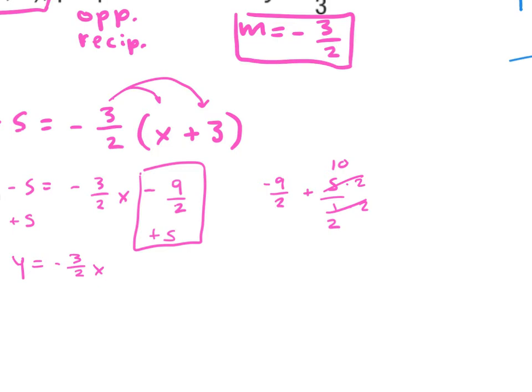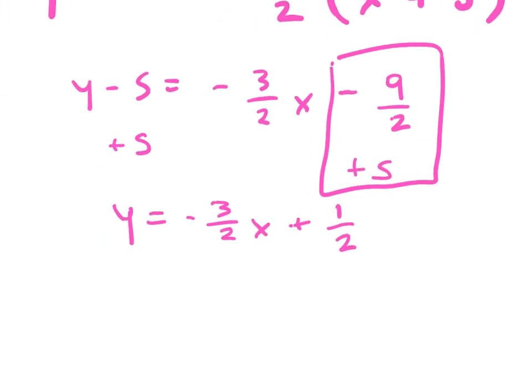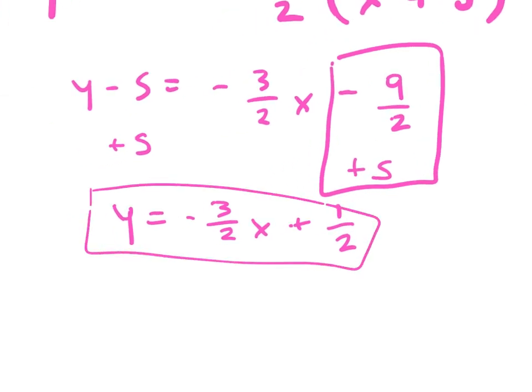So now we have negative 9/2 plus 10/2. So what do we get when we add these two together? What do we get? 1/2. So plus 1/2. So this is our final answer here. Y is equal to negative 3 halves x plus 1 over 2.